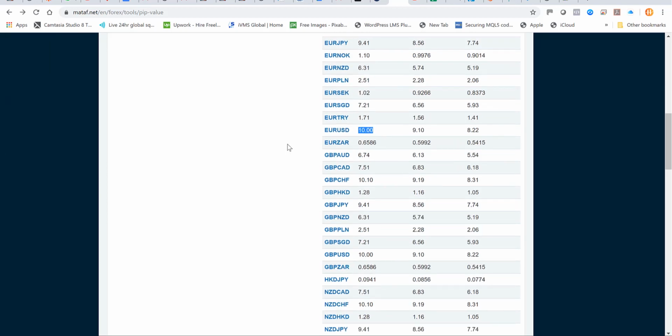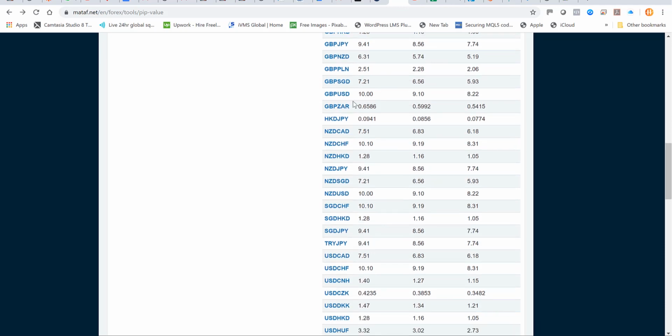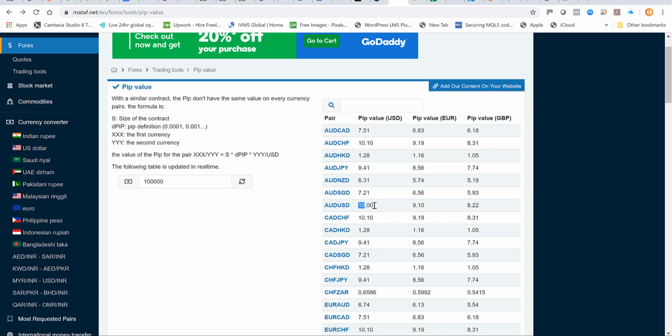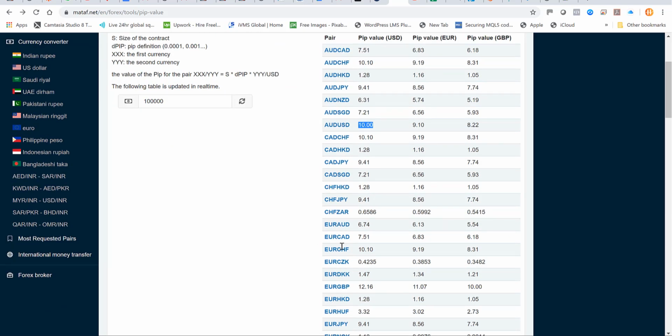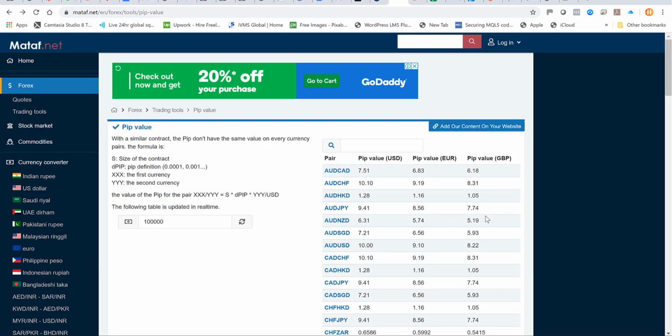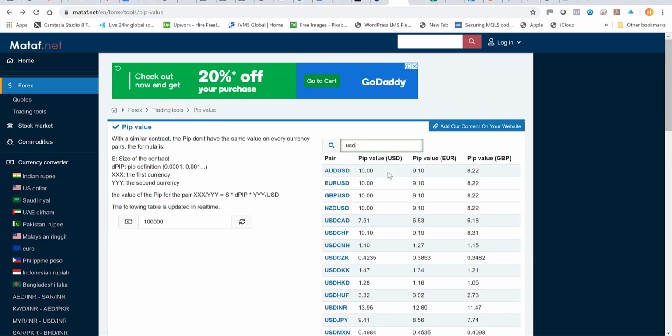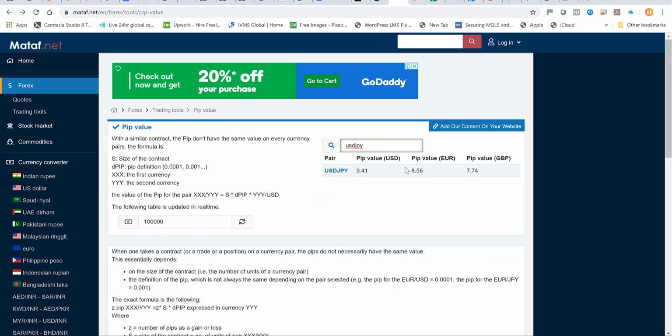If it's GBP/USD, scroll down and find GBP/USD, and it's 10. If it's AUD/USD we want, you can also go there and you can see AUD/USD is 10. If we want EUR/AUD, you can see it's 6.74. So the figures are there. That's all you need to do. If you want USD/JPY, you can see the figure is there. So it's easy. Just take note of this page and bookmark it on your web browser.